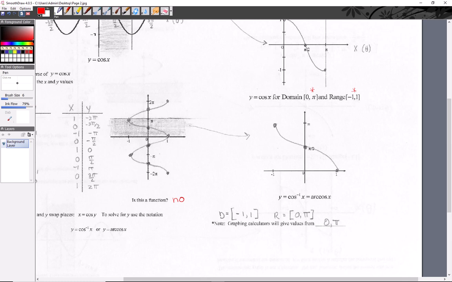So when x is 1, y is pi. See, 1 and pi. And then at 0, we have pi over 2. And then when x is 1, y is going to be 0, right? So what's going to happen, and we can write this in, the domain is going to become the range in the inverse, and the range is going to become the domain in the inverse. All right? And the graphing calculators will give us values from 0 to pi. So we're emulating a graphing calculator.